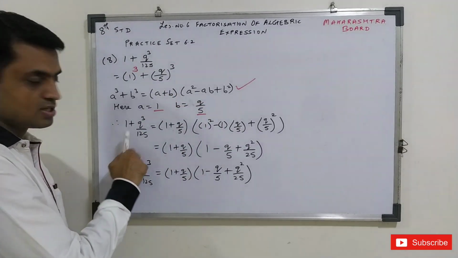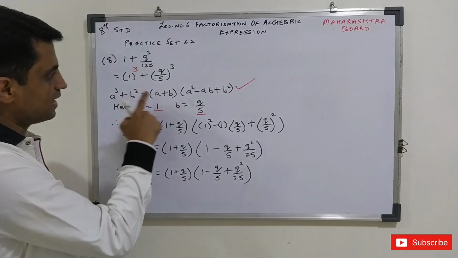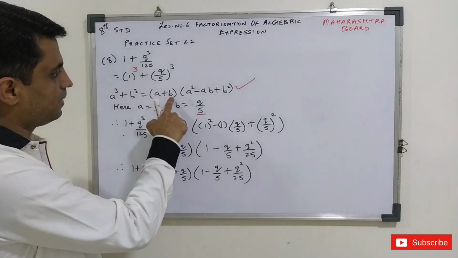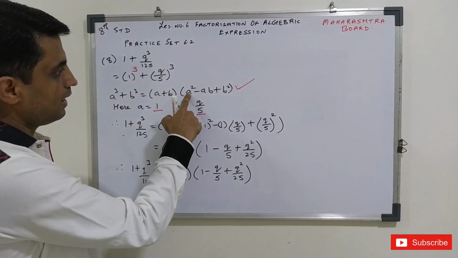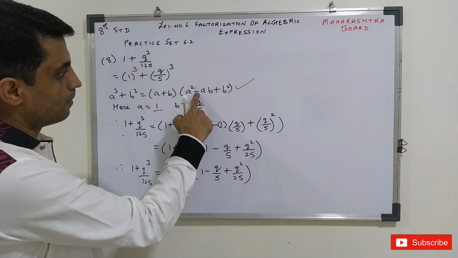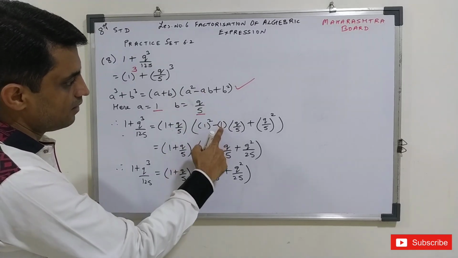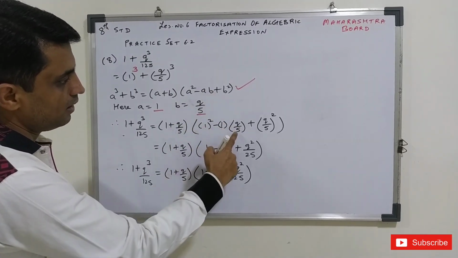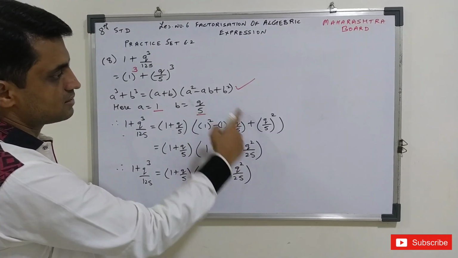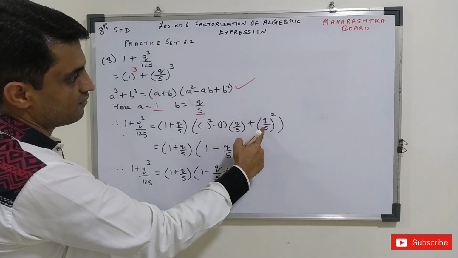Now we have written this question, this one. And now let us fit the formula. a means 1, b means q upon 5. a square means 1 square, minus. What is our a? 1. What is our b? q upon 5. Plus. What is our b? q upon 5, the whole square.